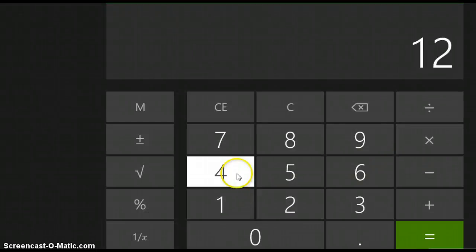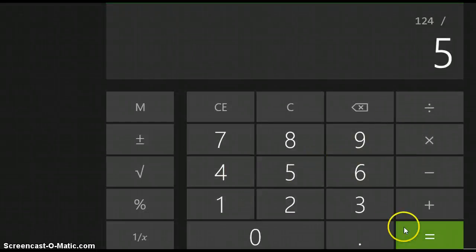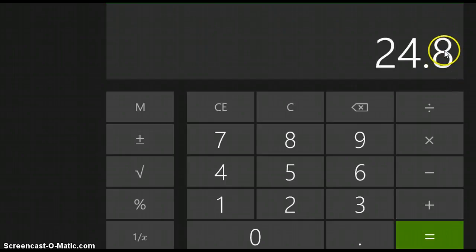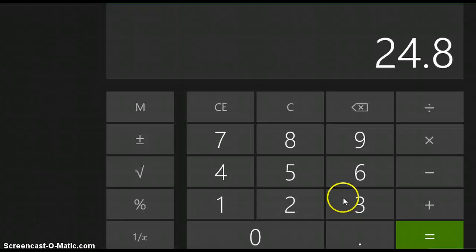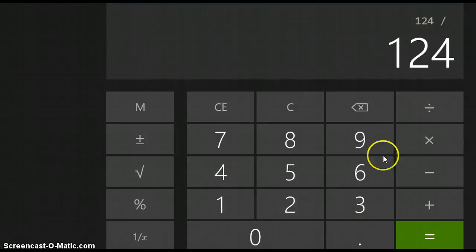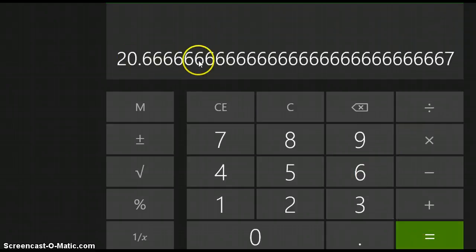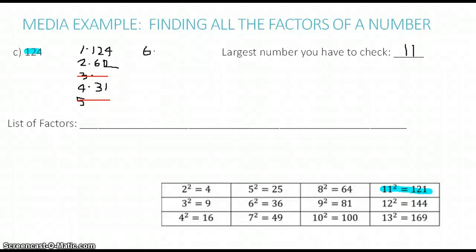Now let's try 5. And you might notice, I know already that 124 isn't divisible by 5. Notice there's a decimal, which means there's a remainder. And that's because numbers that are divisible by 5 end in a 0 or a 5. So you can use any rules or tricks like that that you remember. Let's move over here and try 6. 124 divided by 6. There's a decimal, which means there's a remainder. So 6 is not a factor.